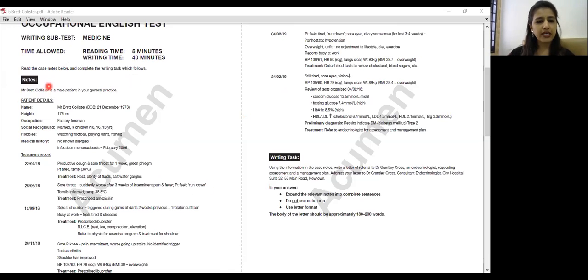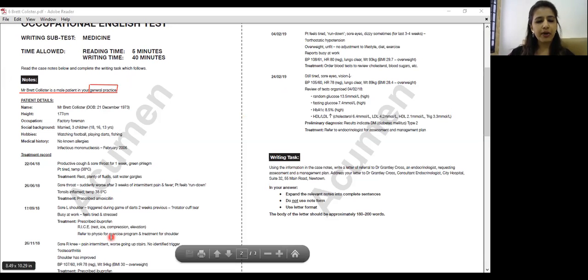So here you get to know who the patient is. Here it is written, Mr. Collister is a male patient in your general practice. So that means you are a general practitioner and he is one of your patients. After reading the notes, you don't go on to read the case notes, because if you do not have any purpose to read them, you can easily get distracted. So what you do is, after reading this, you directly jump to the writing task.